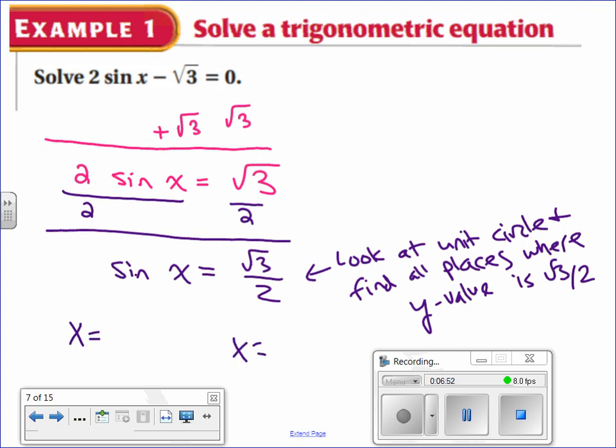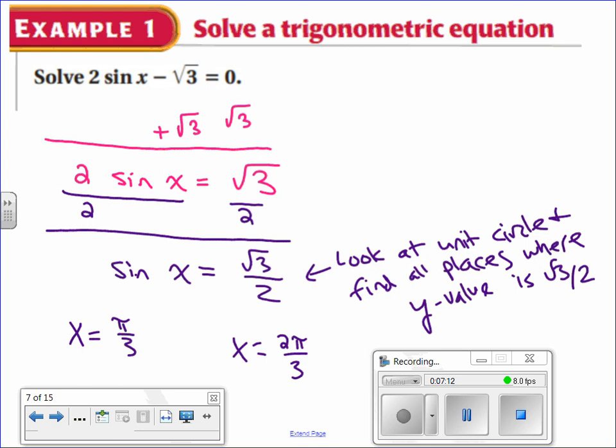And we're going to write our answers in radians. So the first place I'm seeing is up there at 60 degrees. So I'll write down its radian equivalent, pi over 3. And the other place I'm seeing is a reflection image actually, over there in quadrant 2, 2 pi over 3.